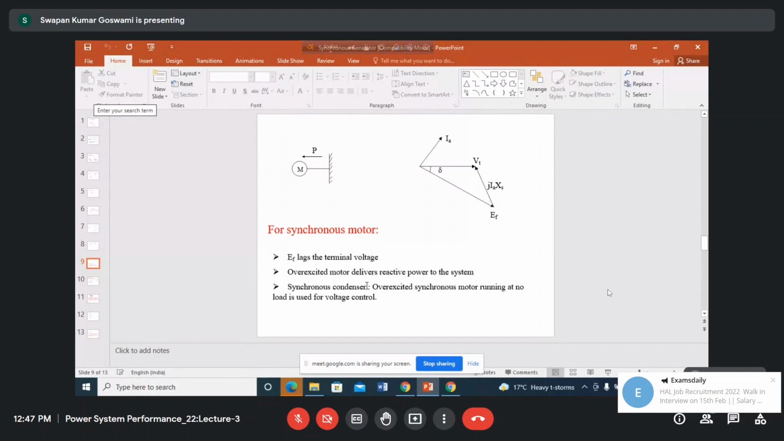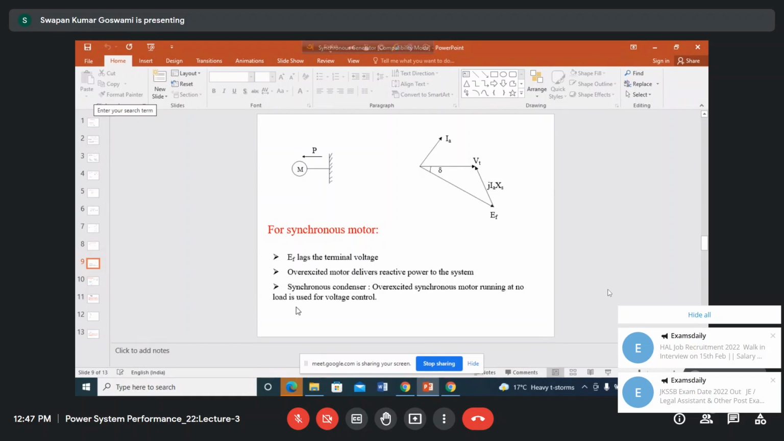This particular operation of the motor is called the operation of a synchronous condenser, which is basically an overexcited synchronous motor running at no load. Why running at no load? Because our purpose is not to drive any mechanical load. Our purpose is to utilize the motor as a controller of reactive power. That's why it is running at no load, and this time the motor is used for voltage control purposes.